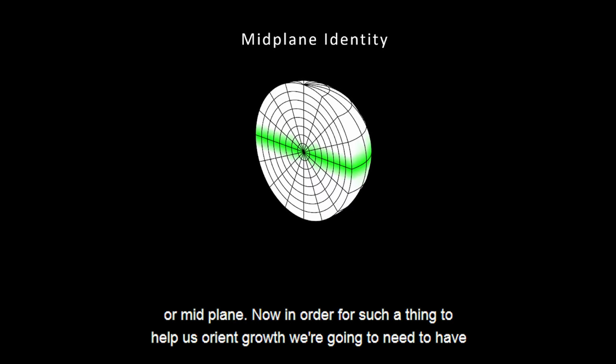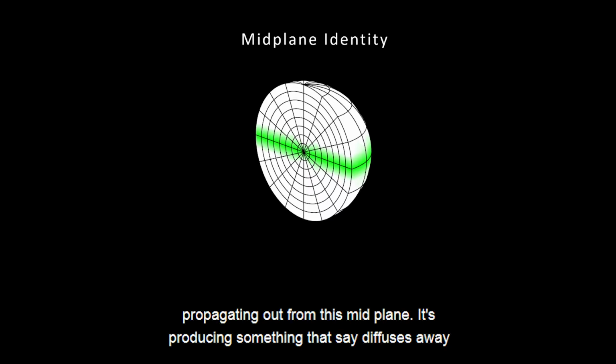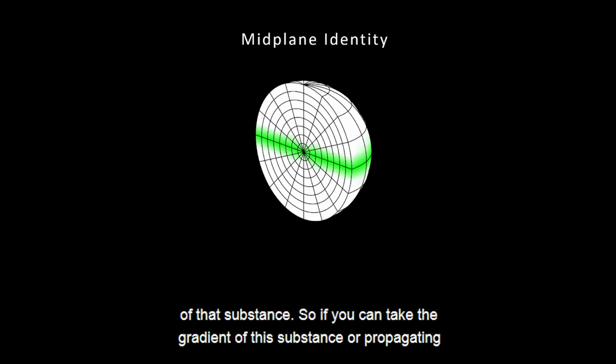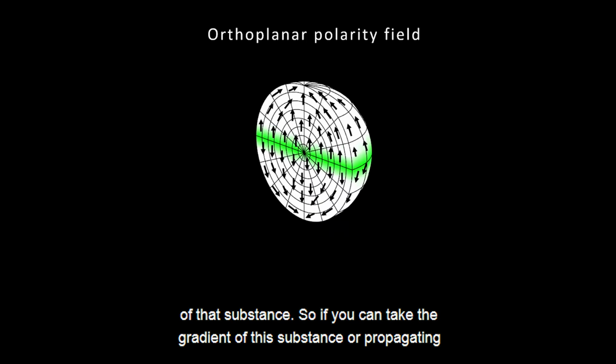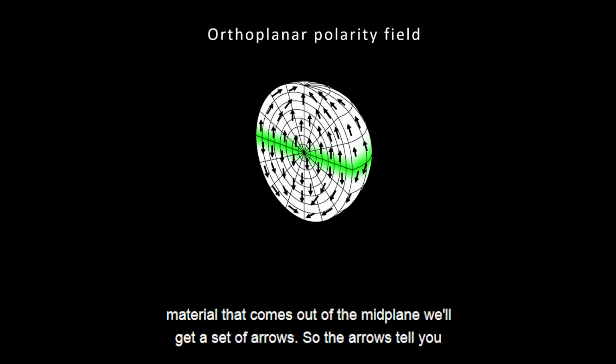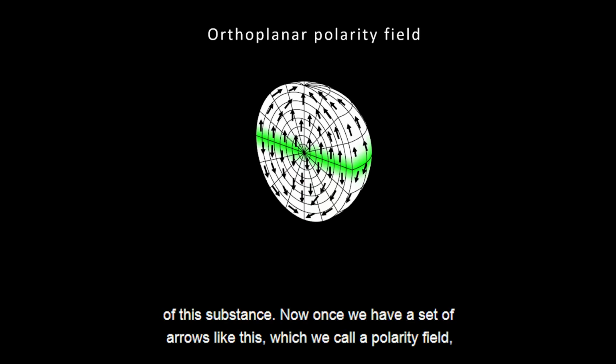You can think of this as a region of gene activity that is somehow defining an equatorial plane or midplane. Now, in order for such a thing to help us orient growth, we're going to need, as I said, some sort of orientational information. So imagine there's something propagating out from this midplane. It's producing something that, say, diffuses away from the midplane, and we're able to take the gradient of that substance. If you take the gradient of this substance that comes out of the midplane, we'll get a set of arrows. The arrows tell you the steepest gradient of decline in the concentration of this substance.